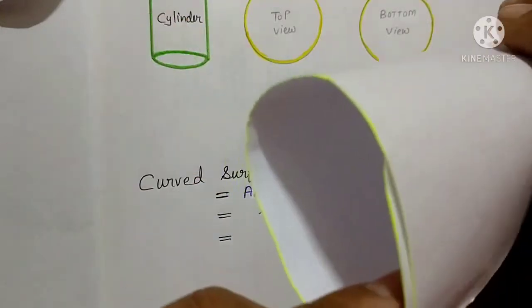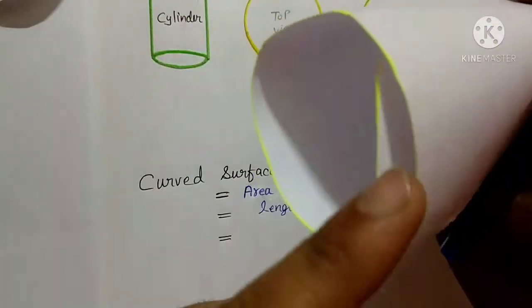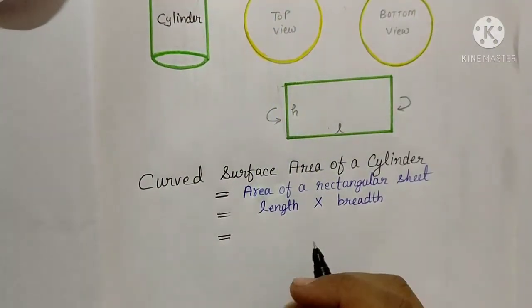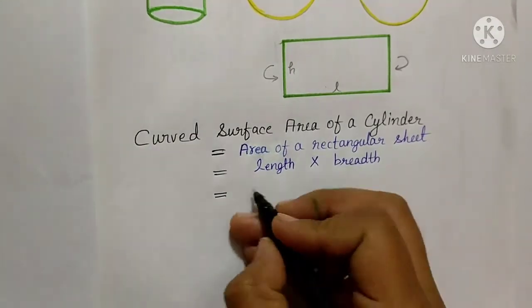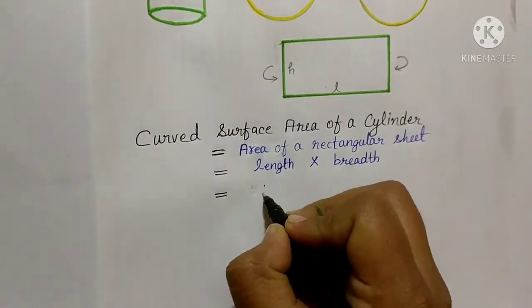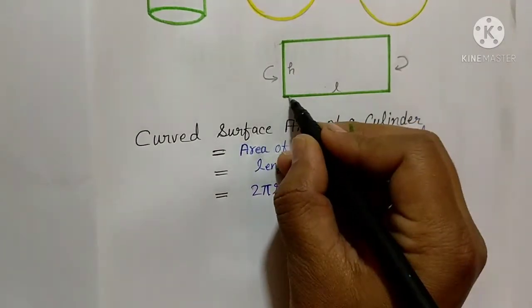It becomes a circle only. So it means we have to find the circumference of the circle. We know very well the perimeter of the base of the cylinder, or you can say the circumference of the circle, is 2 pi r. So we have found this one.